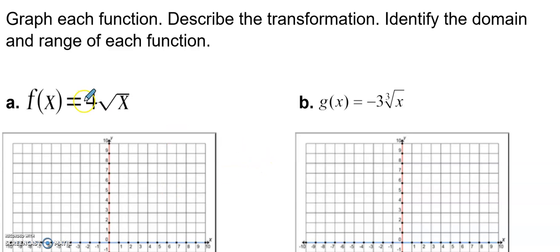Okay, so now I want you to try these two. Use your calculator or Desmos to help you out. But again, graph each one of them, describe the transformation, and identify the domain and range. Pause the video. Unpause when you're ready to check.